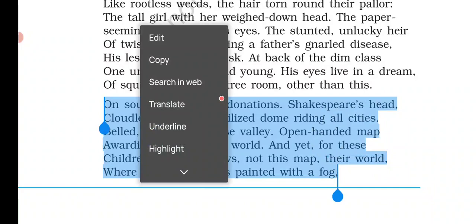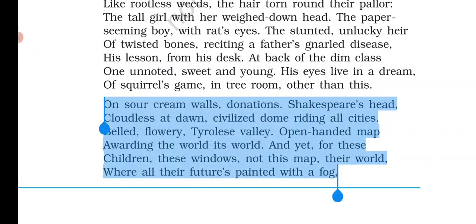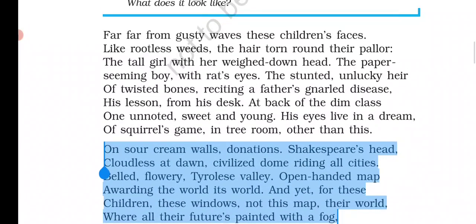And in the second stanza, which I have just highlighted, the poet is talking about the condition of the classroom, that the classroom is very dirty and how it looks. So I think we will be doing the remaining stanzas in the next video. That's all for today. Before I wind up this session, let me just highlight the poetic devices we have come across in this stanza.